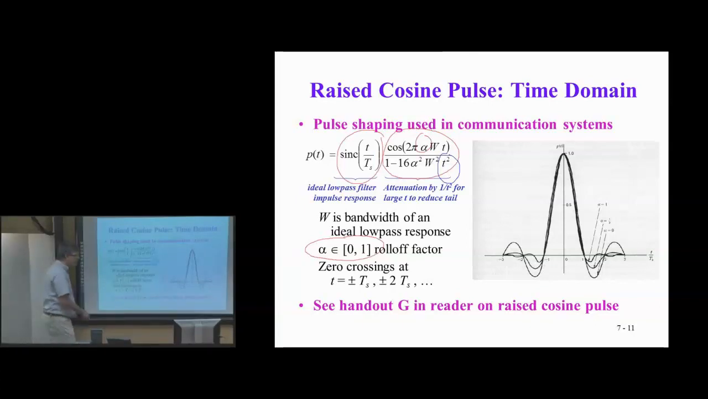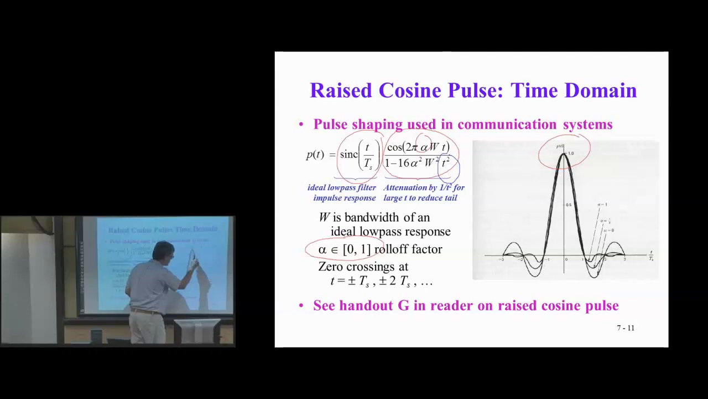Now, I get 0 crossings, and we know this from the sinc. The 0 crossings haven't changed. If you look at this, there's still a plus or minus integer multiples of the sampling time, except at 0. At 0, we have the maximum value of 1.